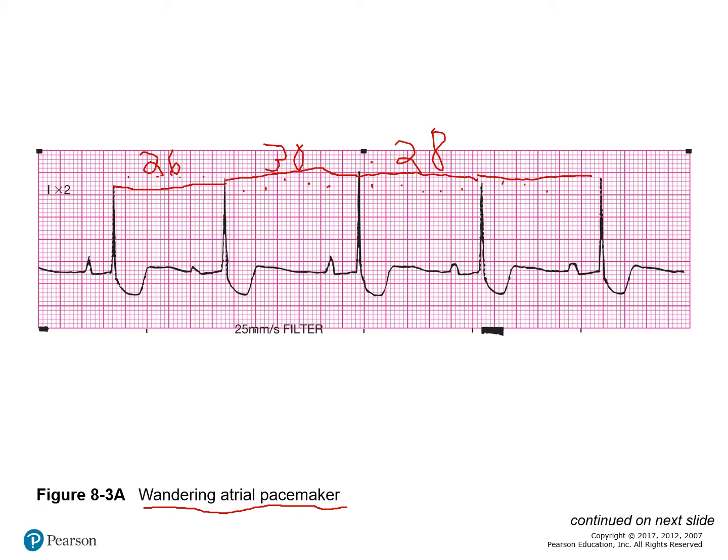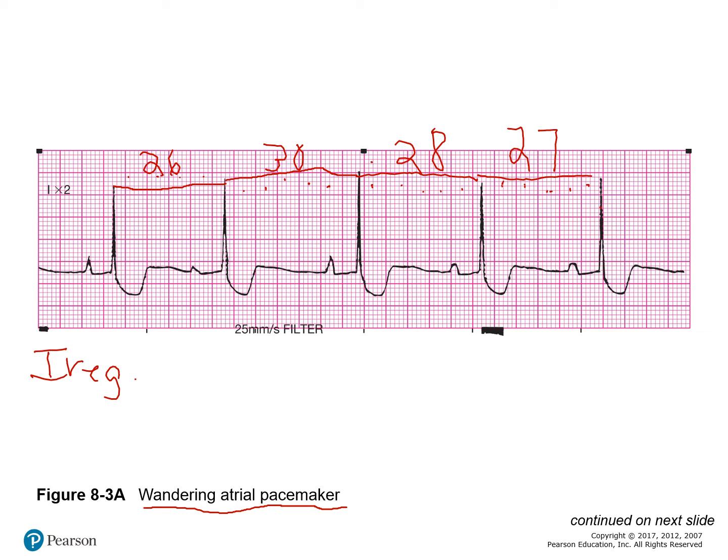1, 2, 3, 4, 5. 5, 10, 15, 20. 1, 2, 3, 4, 24, 25, 26, 27. So we're kind of all over. So we know this is irregular because we have no set pattern. Irregular. So the next thing we have to look for is, for every QRS, there is a P.